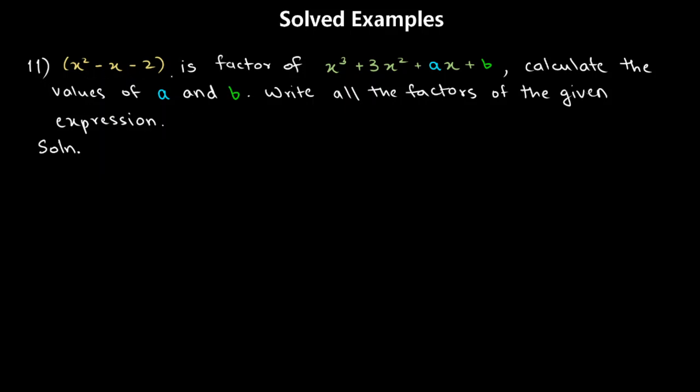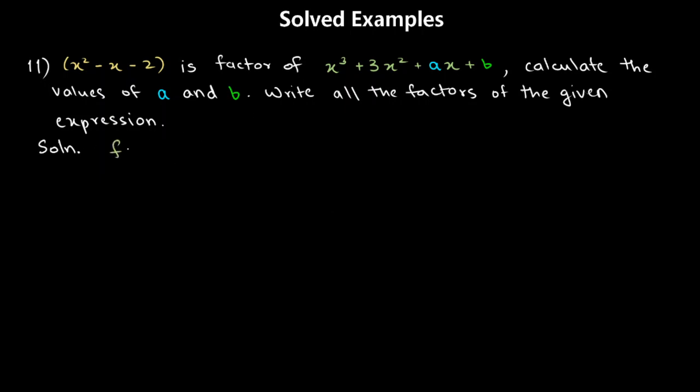x squared minus x minus 2 is a factor of x cubed plus 3x squared plus ax plus b. You want to calculate the values of a and b and then write all the factors of the given expression. This looks like it's going to be a rather long sum, so let's get started.